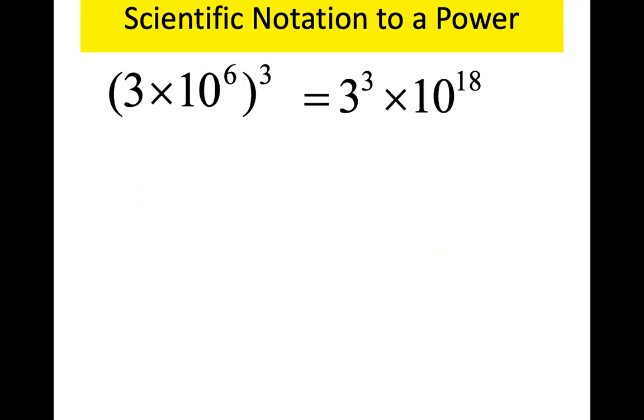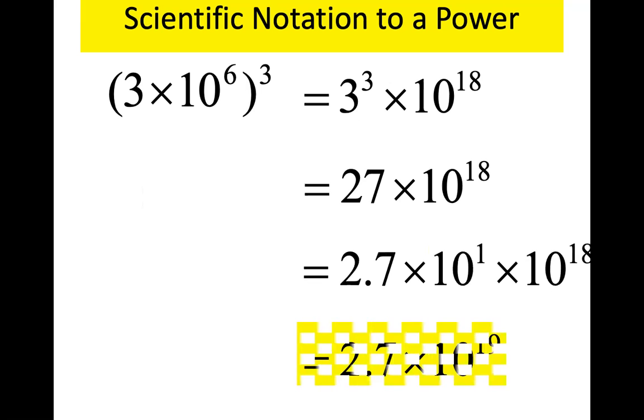Is that in scientific notation? Well, couldn't you do 3 times 3 times 3? You can, which is what? 27. Is that in scientific notation? No. So what's the final answer? 2.7 times 10 to the 19th. You guys are getting deep pros at this, right?